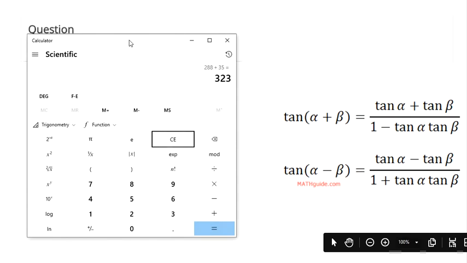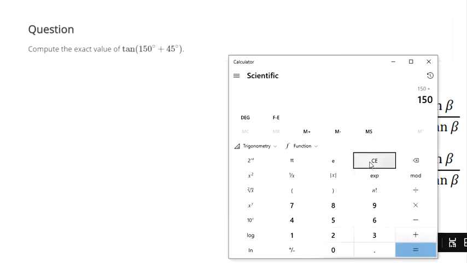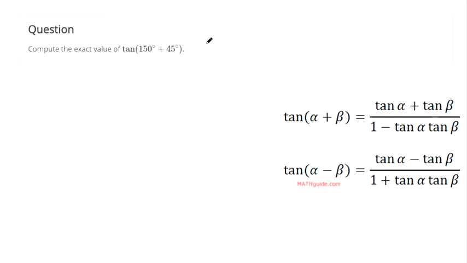Look, if you add these up, 150 plus 45, that makes 195. We don't have exact reference triangles for 195 degrees. We have them for 150, 45, 30, 60, those are all ones we've done before. But we don't have something for 195. What we can do is say this is our alpha and this is our beta, and we can plug that information into the formula, once we find out what tangent of 150 is, once we find out what tangent of 45 is.